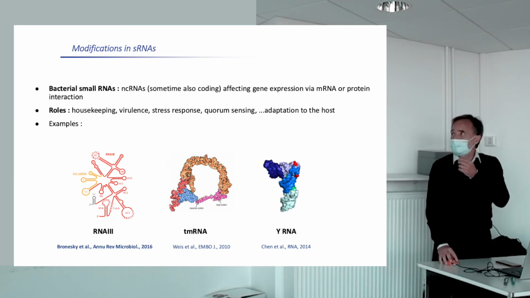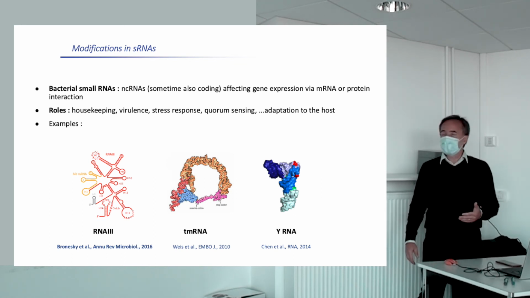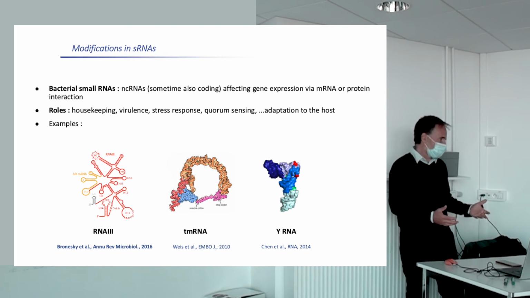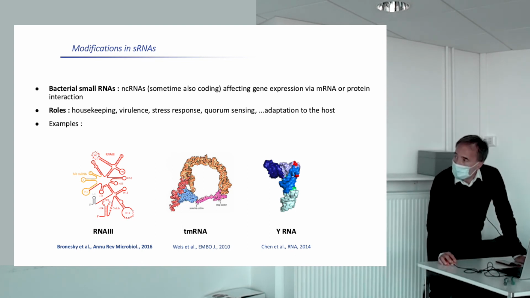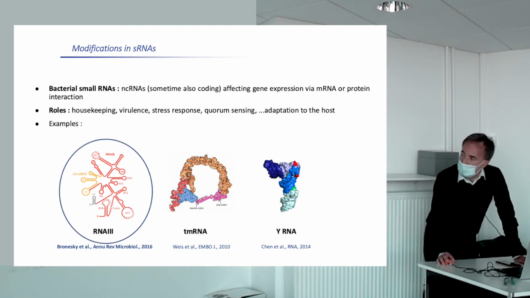Okay, so we keep naming them small RNA, but they are RNA with regulatory function. I will show you just 3 examples of them: the RNAIII from Staphylococcus aureus, and then the tmRNA and the yRNA. Okay, let's start with the RNAIII.